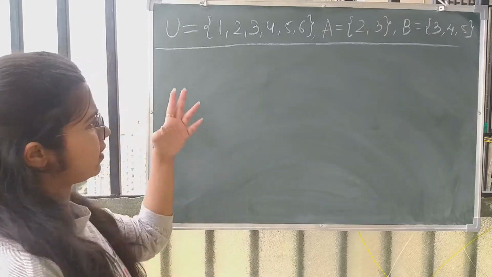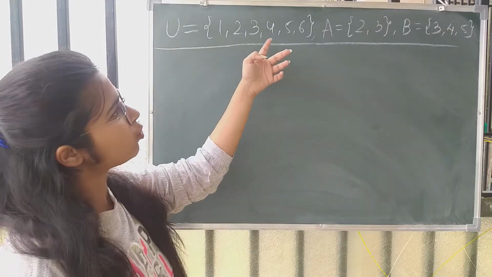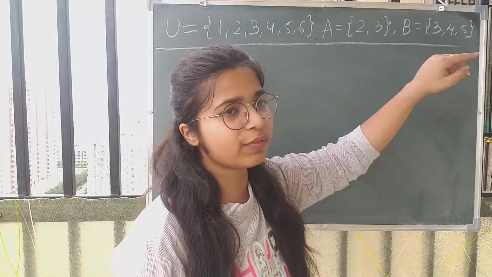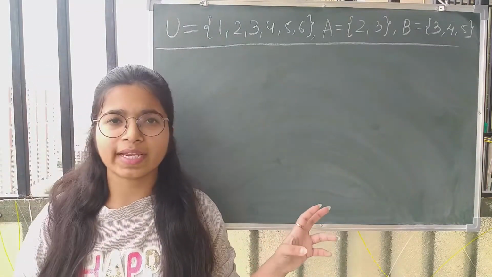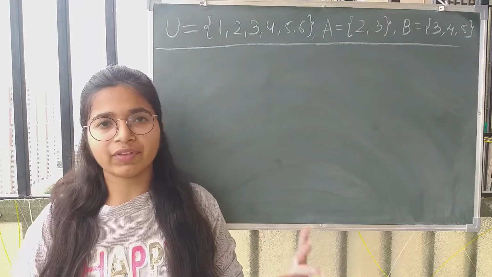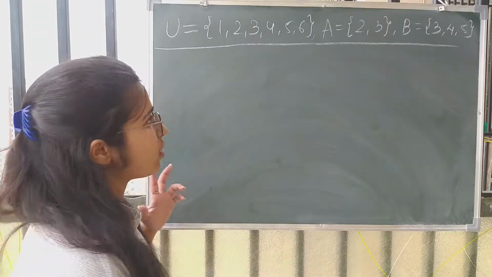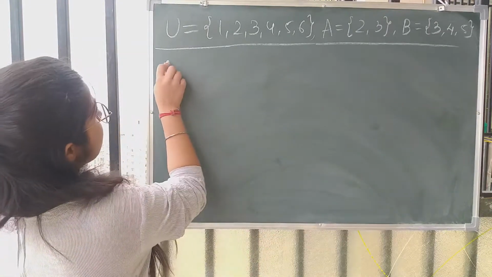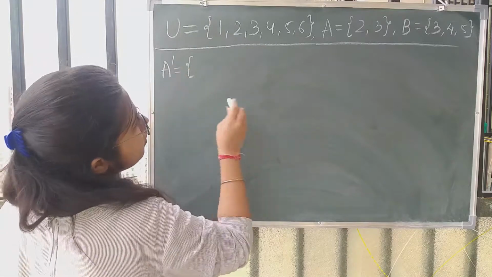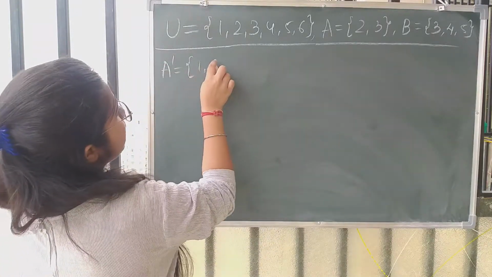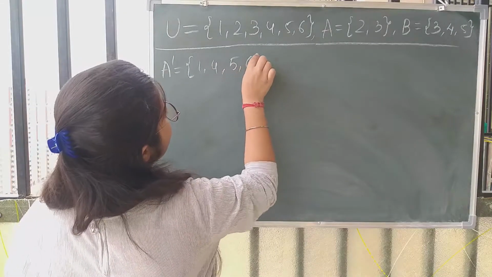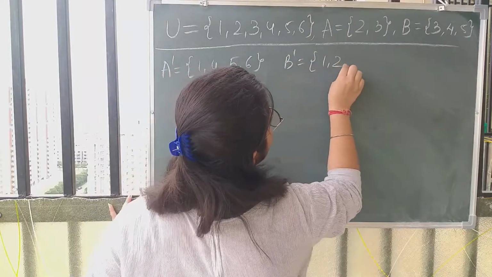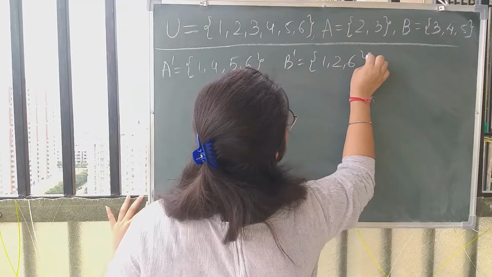Let's now consider this example where the universal set has 1, 2, 3, 4, 5, 6. The set A has elements 2 and 3 and the set B has elements 3, 4 and 5. So in this example, we will be finding the complements, the intersection and the union and their complements as well. So let's just see what happens if we find all of these things and how are they related to each other. Firstly, A complement has, since A has 2, 3, so A complement will have 1, 4, 5 and 6. Similarly, B complement will have 1, 2 and 6.